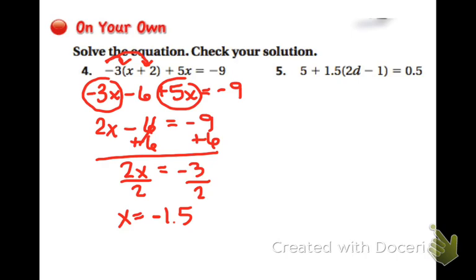For the next one, I want to distribute first, because we have to do multiplication before adding or subtracting. So I'm going to simplify, and we always want to simplify the parentheses. So bring down the 5. 1.5 times 2d is 3d. 1.5 times the negative 1 is minus 1.5, and that's equal to 0.5.